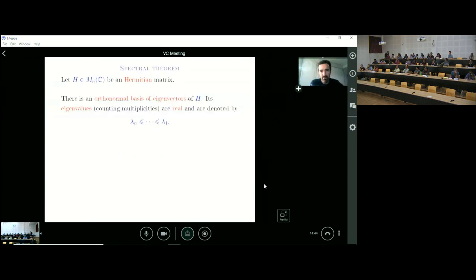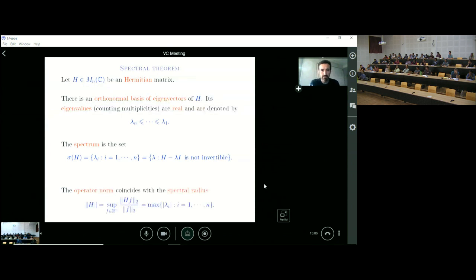So H will always be an n by n Hermitian matrix. You know from the spectral theorem that your matrix has an orthonormal basis of eigenvectors, and we will denote by lambda_i the eigenvalues of this matrix. The eigenvalues are real. The spectrum is the set of eigenvalues, and for Hermitian matrices the operator norm coincides with the spectral radius, the largest eigenvalue in absolute value.